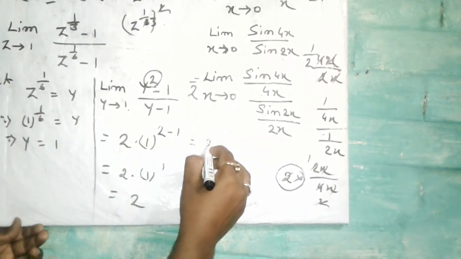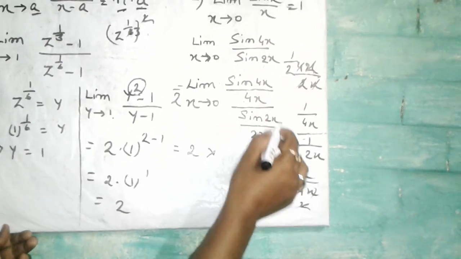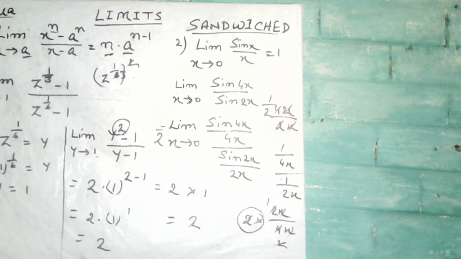Now, this value according to the sandwich formula is 1, and this value also according to the sandwich formula is 1. So 2 into 1 is 2. So this is a very important sum.